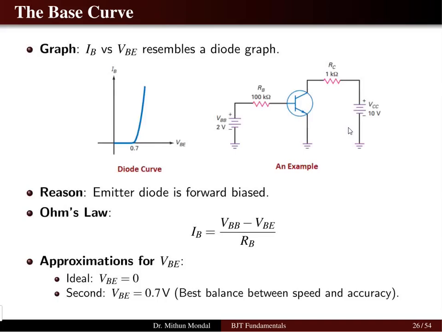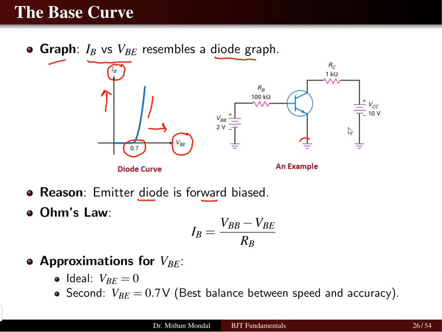When we talk about the base curve, the base curve is the curve obtained between the base current, which is IB, and the potential VBE, base to emitter, and this resembles a diode curve. We have discussed the diode in great detail, where there is a threshold voltage of 0.7 or 0.3 depending upon whether we are using a silicon or germanium diode. After that you have a sudden rise of the curve. If you increase the base to emitter voltage, then the base current will increase. So here the emitter diode is basically forward biased.